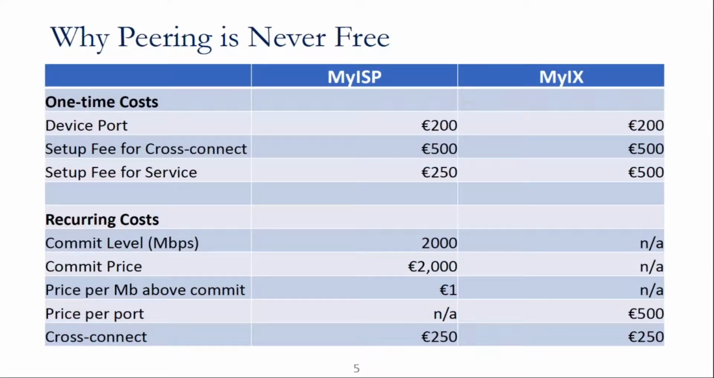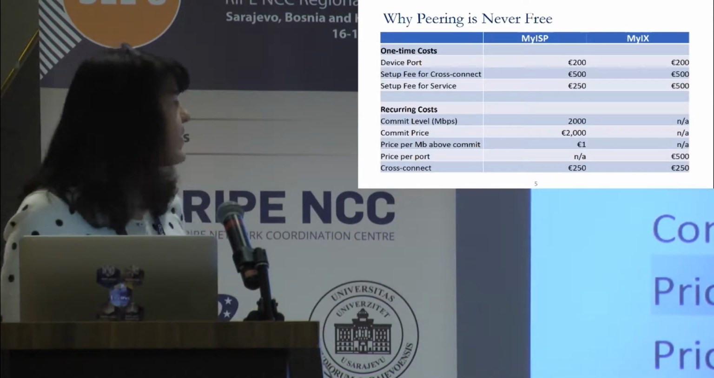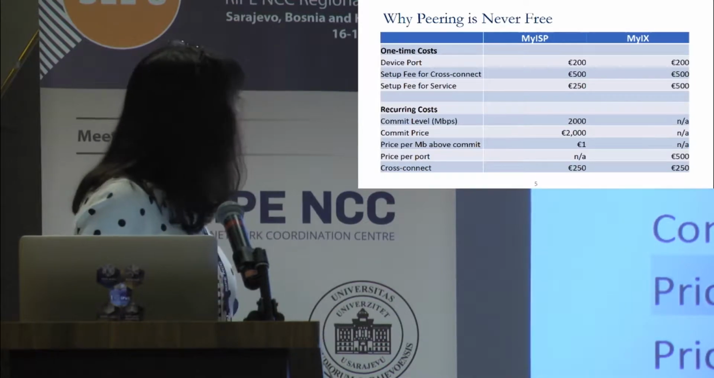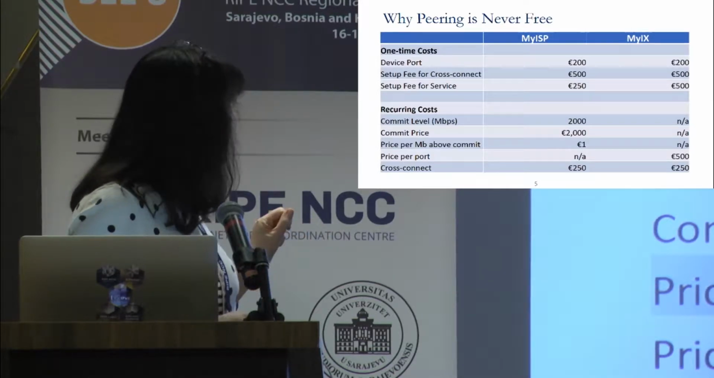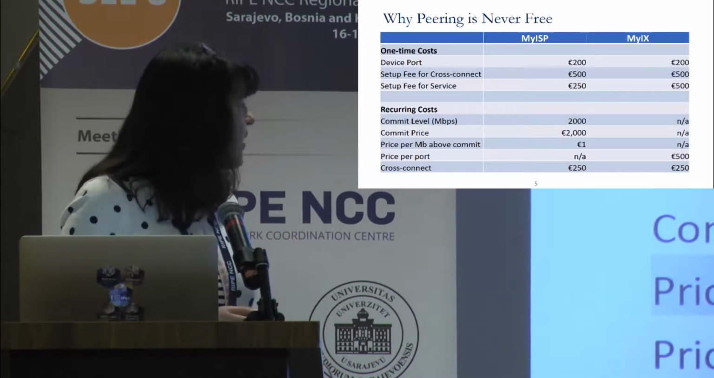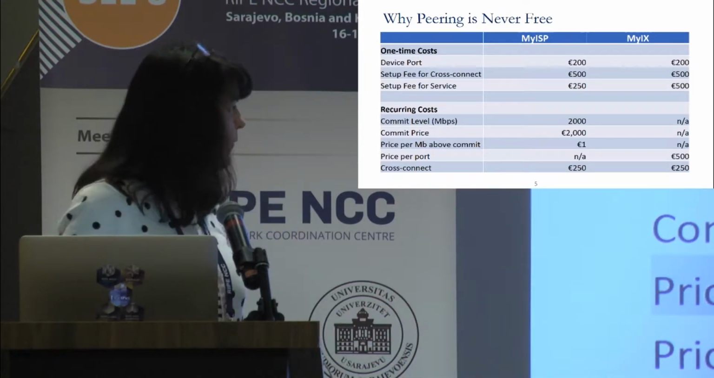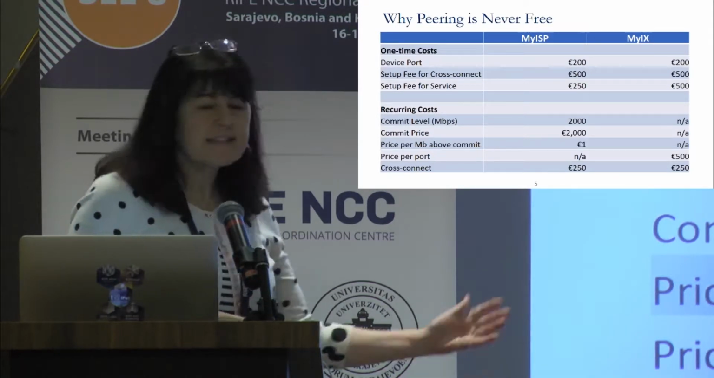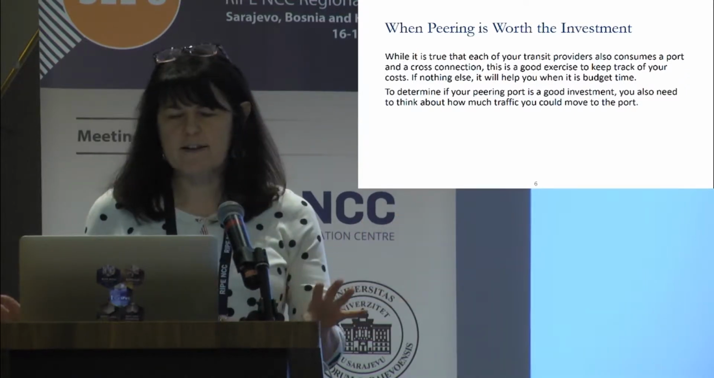Now, if I compare it to an internet exchange, my device port still is 200. The setup fee for the cross-connect is still 500. And the setup fee for the service, I've noticed on exchanges, tends to be a little bit more, so I put in 500 just to be padded a little bit. There's no commit level on an exchange, of course, or commit price or price per megabit. So then price per port, a lot of them are around 500 euros, so I put that down. Some of your member organization fees are different, but mileage may vary. And then the cross-connect, again, 250. So think about all those costs because they're going to come up later.